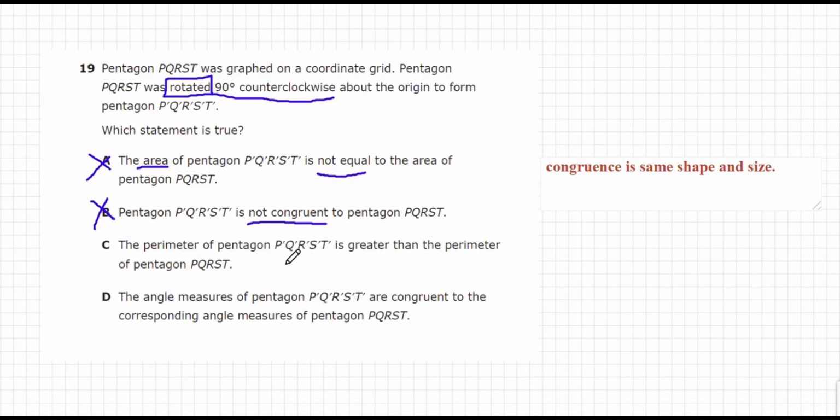Option C. The perimeter of pentagon P'Q'R'S'T' is greater than the perimeter of pentagon PQRST. Same with A and B, Option C is incorrect. Option D. The angle measures of pentagon P'Q'R'S'T' are congruent to the corresponding angle measures of pentagon PQRST. This option is the correct answer.